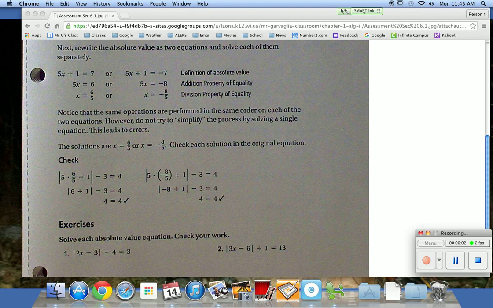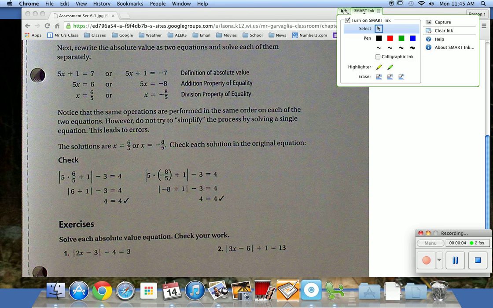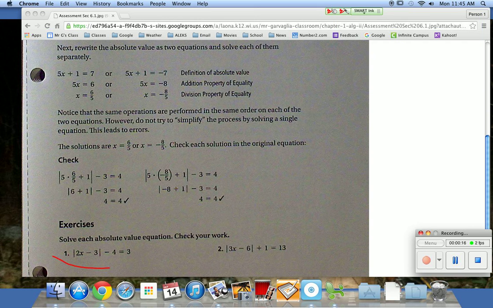All right. Last week's assignment. This is how we work with absolute values. This is going to make, hopefully, things a lot easier. Let's take a look at this one right down here. 2x minus 3 is within the absolute value. Minus 4 is outside of the value, and then it equals 3.